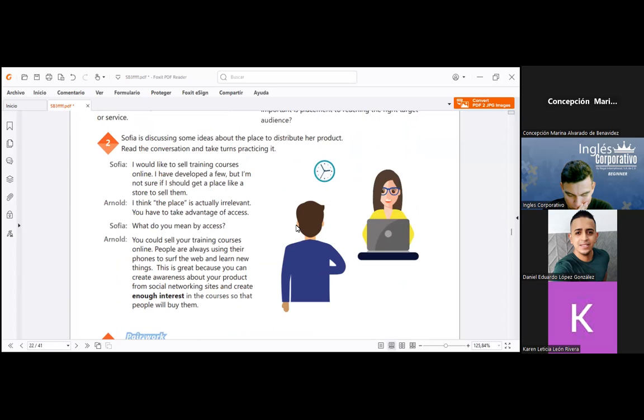I would like to sell training courses online. I have developed a few, but I am not sure if I should get a place like a store to sell them. I think the place is actually irrelevant. You have to take advantage of access. What do you mean by access? You could share your training course online. People are always using their phones to surf the web and learn new things. This is great because you can create awareness about your product from social networking sites and create enough interest in the course so that people will use them.